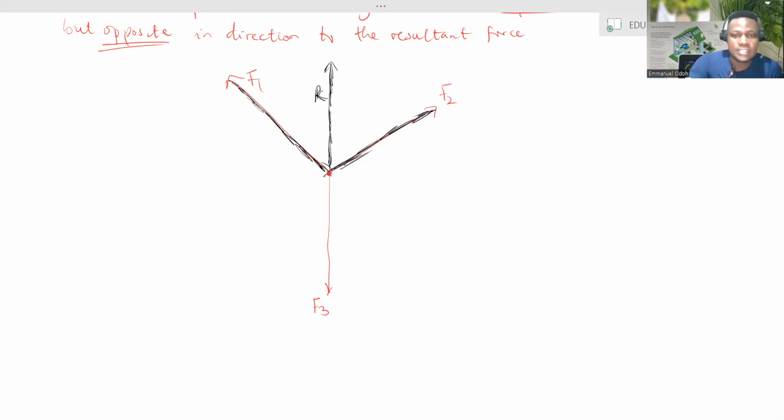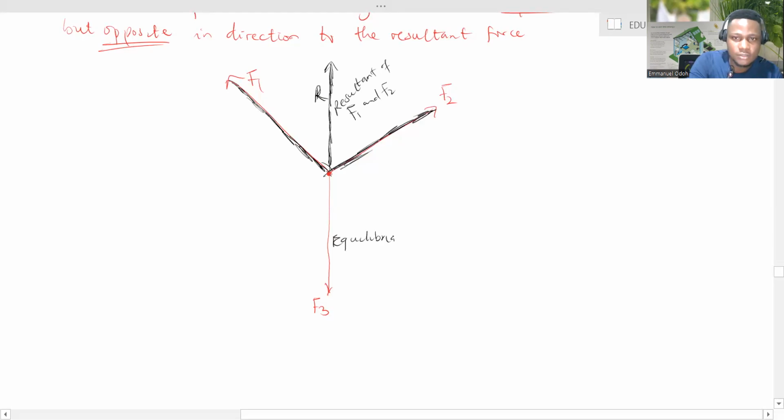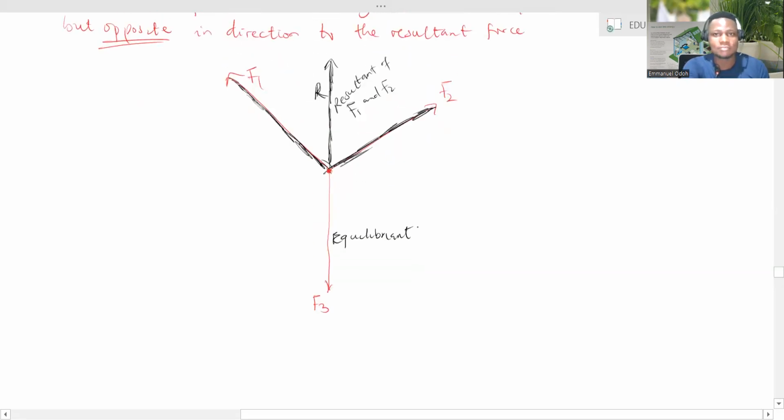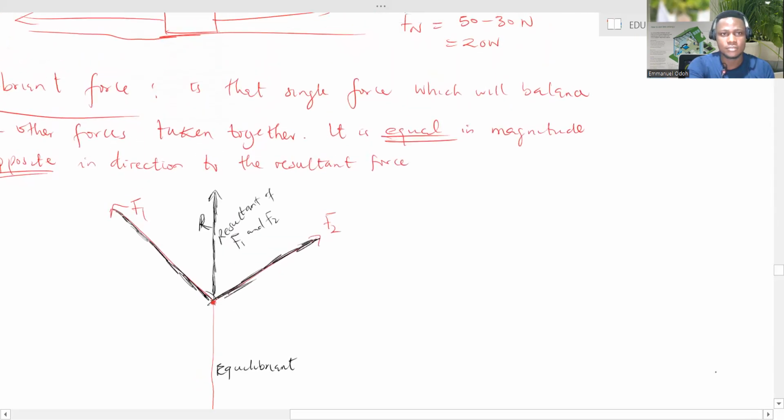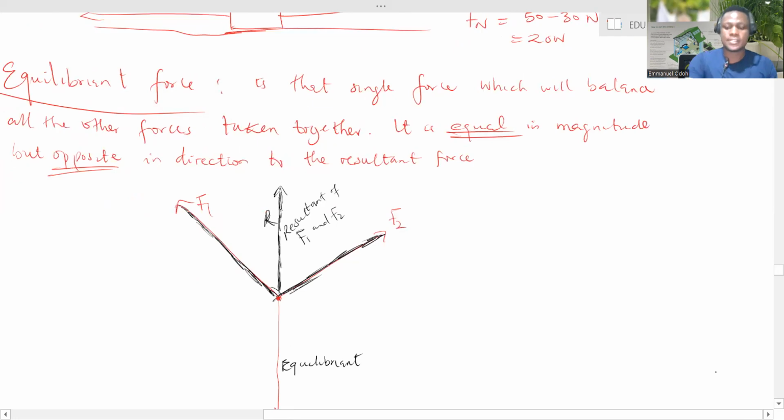So the other force here is the resultant of force F1 and force F2. The third force, this one here, is the equilibriant force. This is getting interesting, very interesting, right? So let's check another. Let's see the same forces that are in equilibrium.